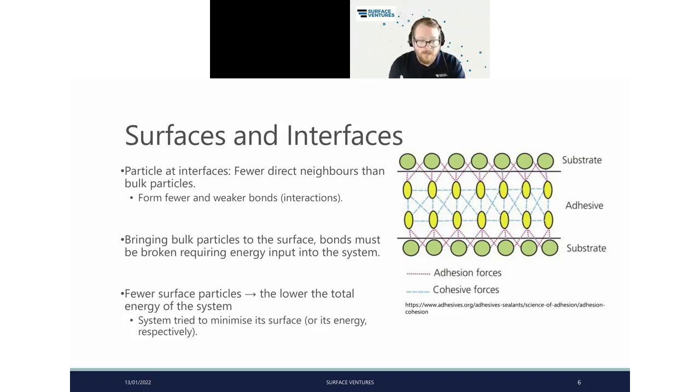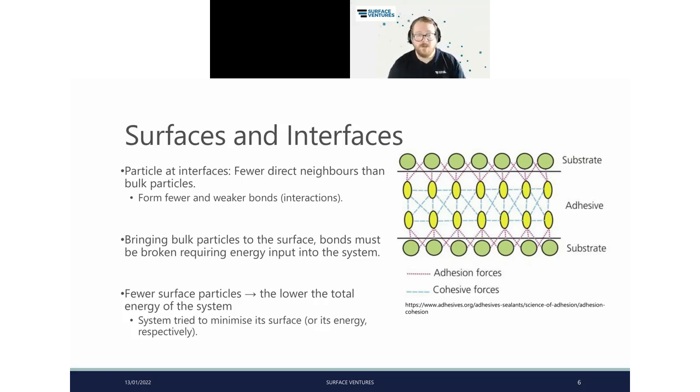So in order to bring bulk particles to the surface, you would have to break those bonds, and this would require energy input into the system. With this, we can think of the bonds between things in bulk as what are called cohesive forces, essentially the forces holding this bulk phase together, whereas the forces acting between different phases, or between something that is adsorbed onto a surface, are adhesive forces, so between two dissimilar things. So with fewer surface particles, you would effectively have lower surface energy.